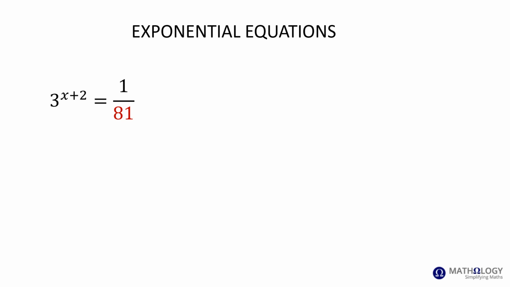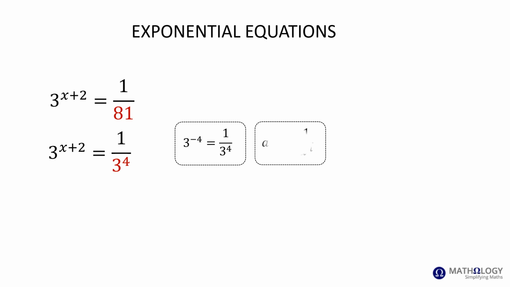Firstly, all bases should be prime, so we will express 81 as 3 to the 4. 1 over 3 to the 4 equals 3 to the minus 4, which is the fourth law of exponents. So we now have 3 to the x plus 2 equals 3 to the minus 4. Since we now have single powers with equal bases on either side of the equation, we can equate the exponents. Thus, x plus 2 equals minus 4, which means that x equals minus 6.